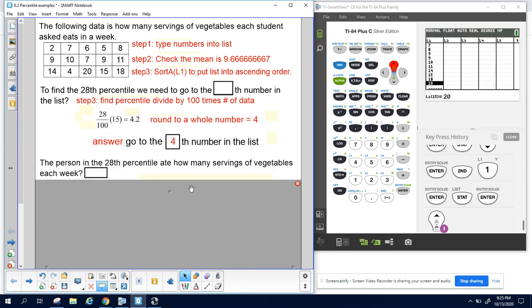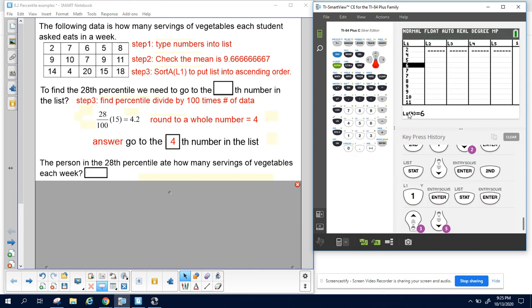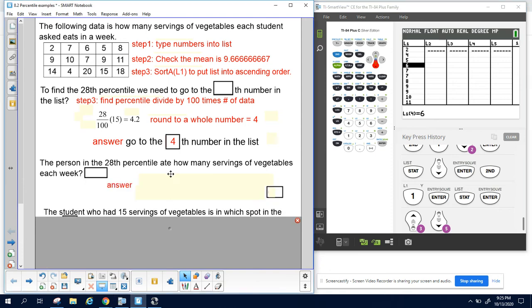All right, second part of the question. The person in the 28th percentile ate how many servings of vegetables in that week? To find that out, we're going to go to the fourth number in the list, and no need to count because right here where I'm circling on the calculator, the fourth number in the list is 6, so 6 is the answer. And the steps for you to write on your paper to help you for test day: go to the fourth number in the list to find the answer. The answer is that person ate 6 servings of vegetables each week.